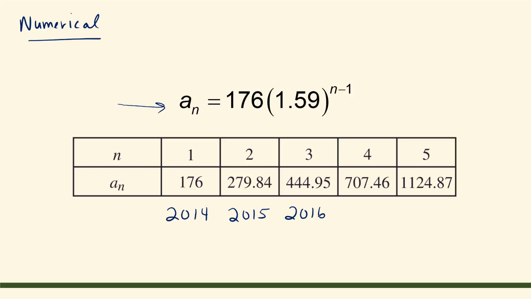addicts. Let's let n equal 4 to represent the year 2017. A sub n is equal to 707.46 million mobile addicts. And finally, for the year 2018, we let n be 5, substituting 5 into the sequence gives us an a sub n value of 1,124.87 million mobile addicts.